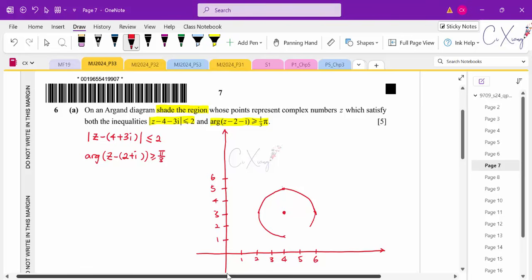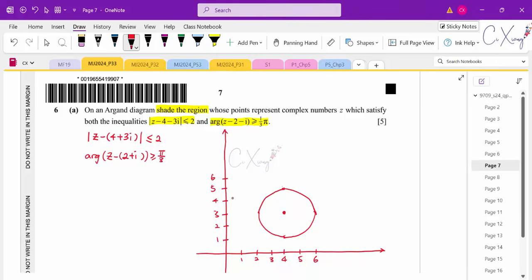Okay, so for this inequality, because they are saying smaller than or equal to 2, it means that we are considering the whole area inside the circle. So by right, I have to shade the whole area inside the circle. But I have to consider another inequality here, therefore I will shade it later. But for this particular inequality, it is inside the whole circle, yeah?